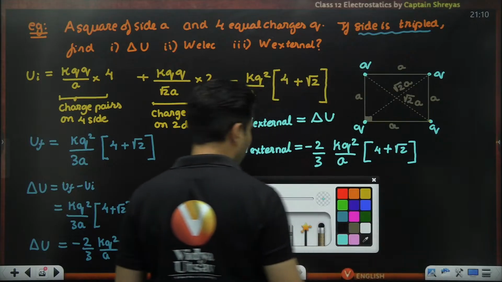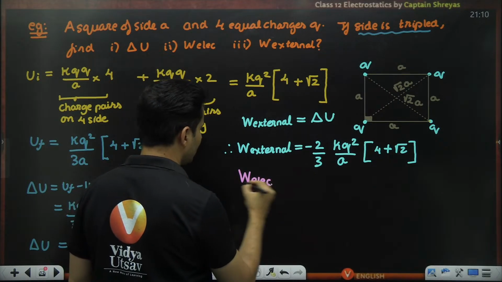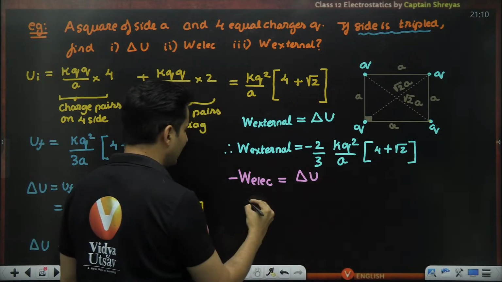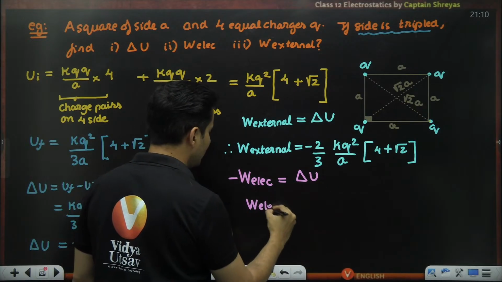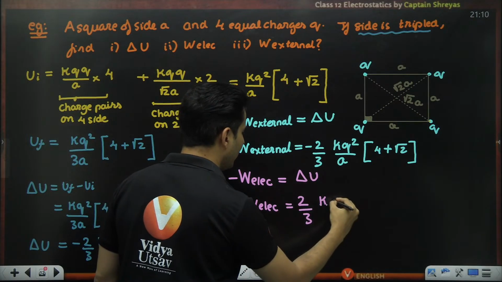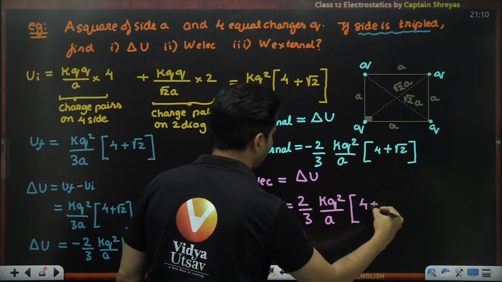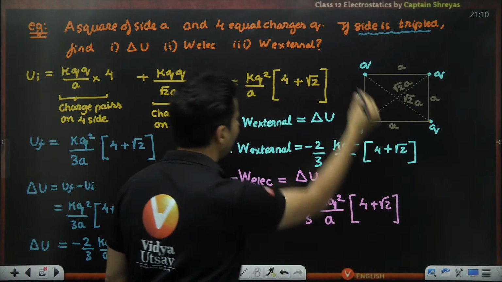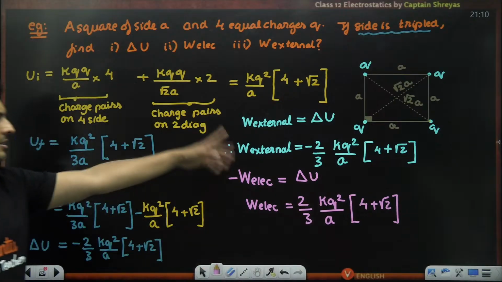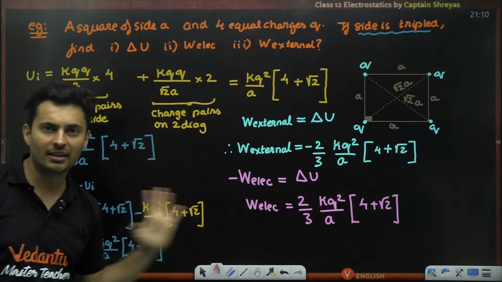What about the work done by electric force? We all know work done by electric force negatively will be delta U. So if I shift that negative sign, we can all see negative will cancel, and it will be positive 2 by 3 kq square by a times 4 plus root 2. So the work done by the electrical forces between them is exactly this much. External force is this much and change in energy is this much. So all the three things we can calculate.